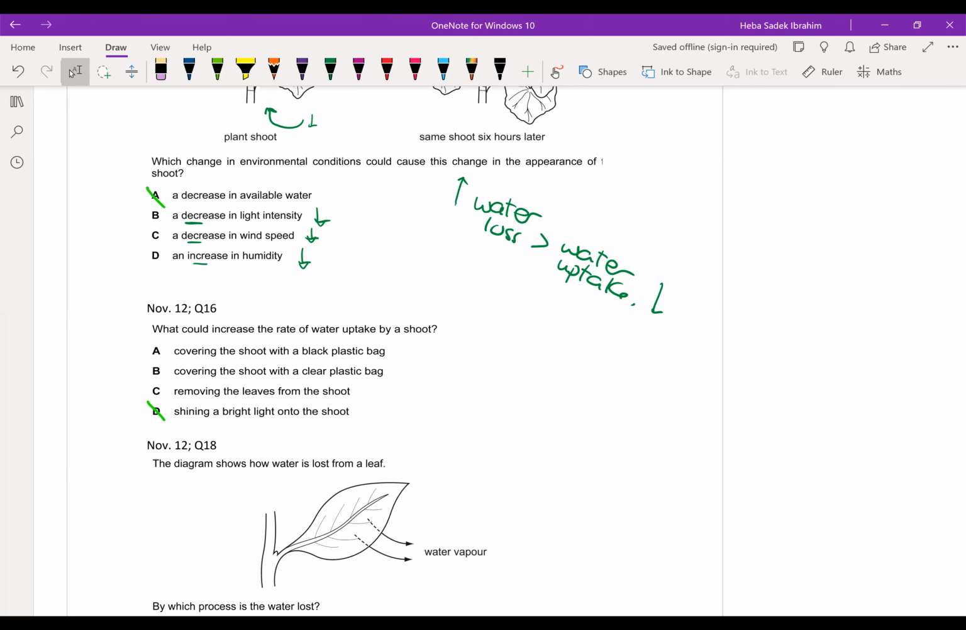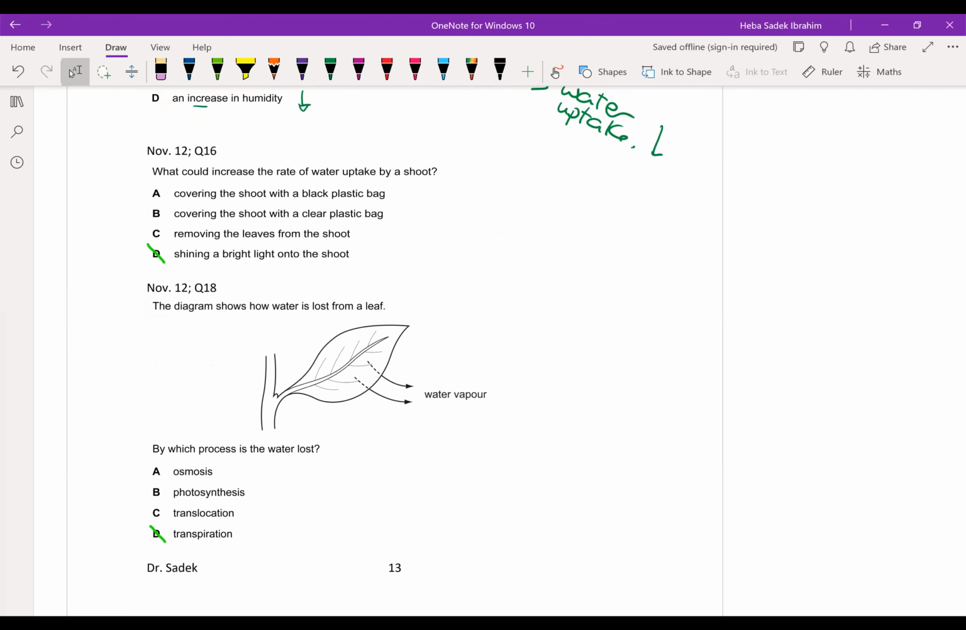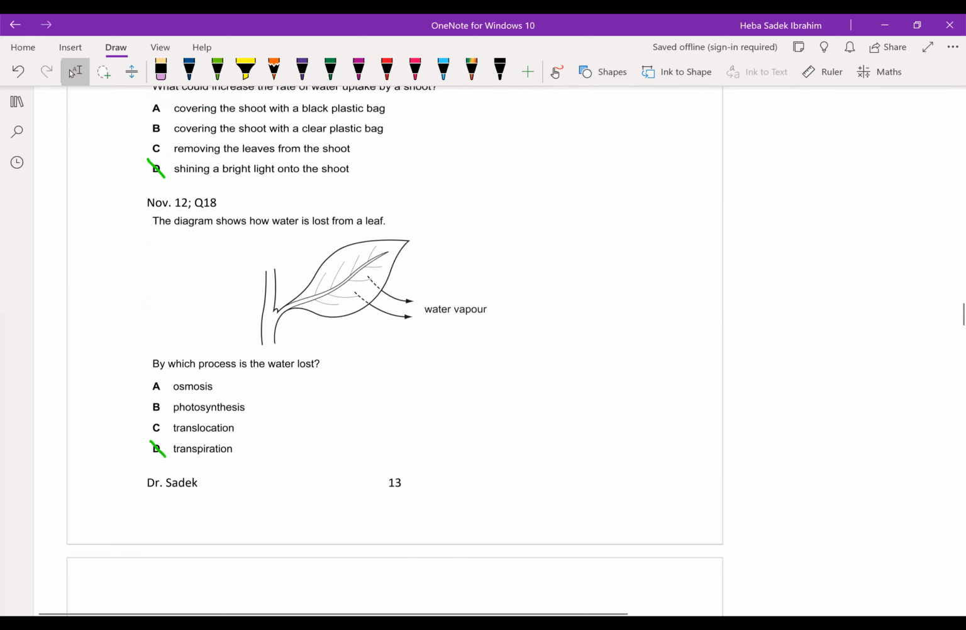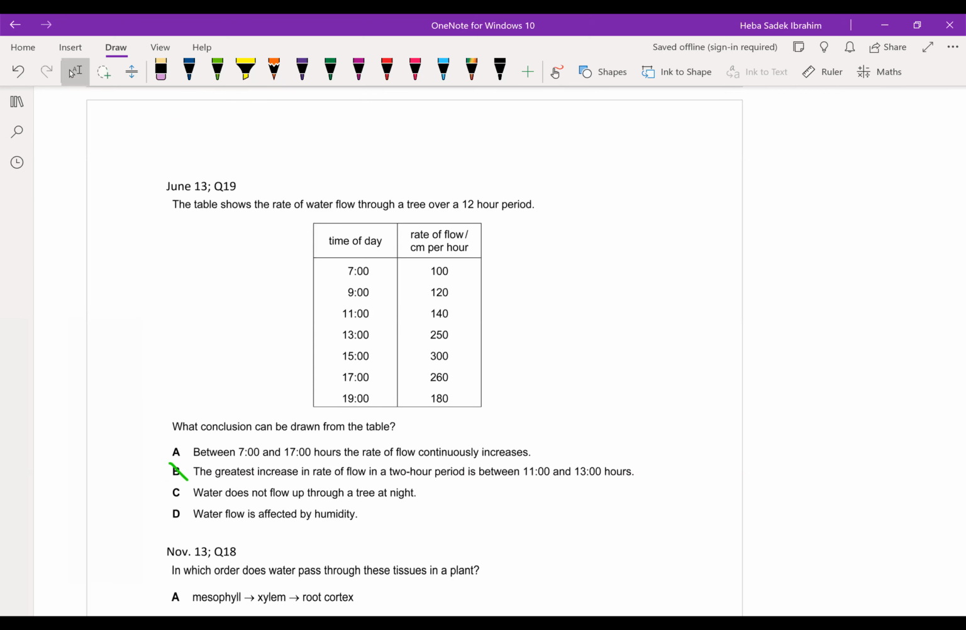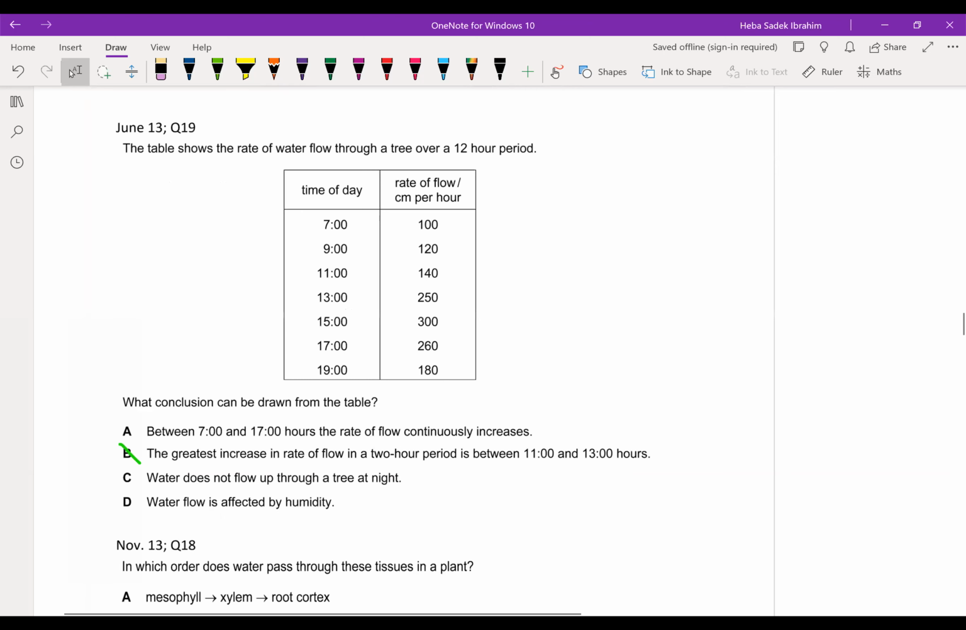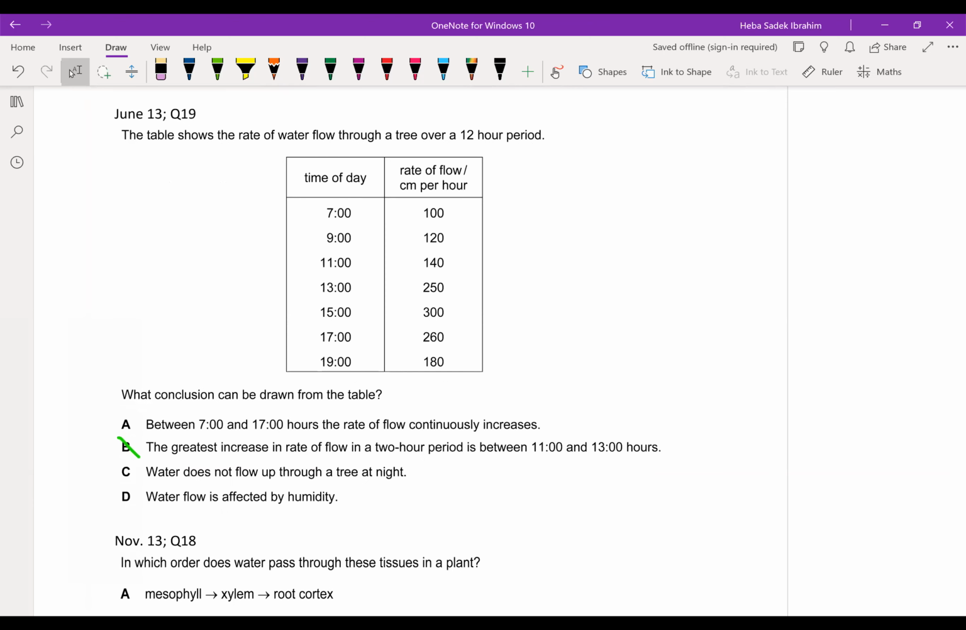By which process is the water lost? Water is lost by transpiration. Another one of those questions that comes up the whole day. Then it says what conclusion can be drawn from the table. The only way you can answer such a question is to go over every statement he gives you and see if it's correct or not. Once you find a correct statement you still have to read the rest. If you find two correct statements, you have misunderstood one of them.